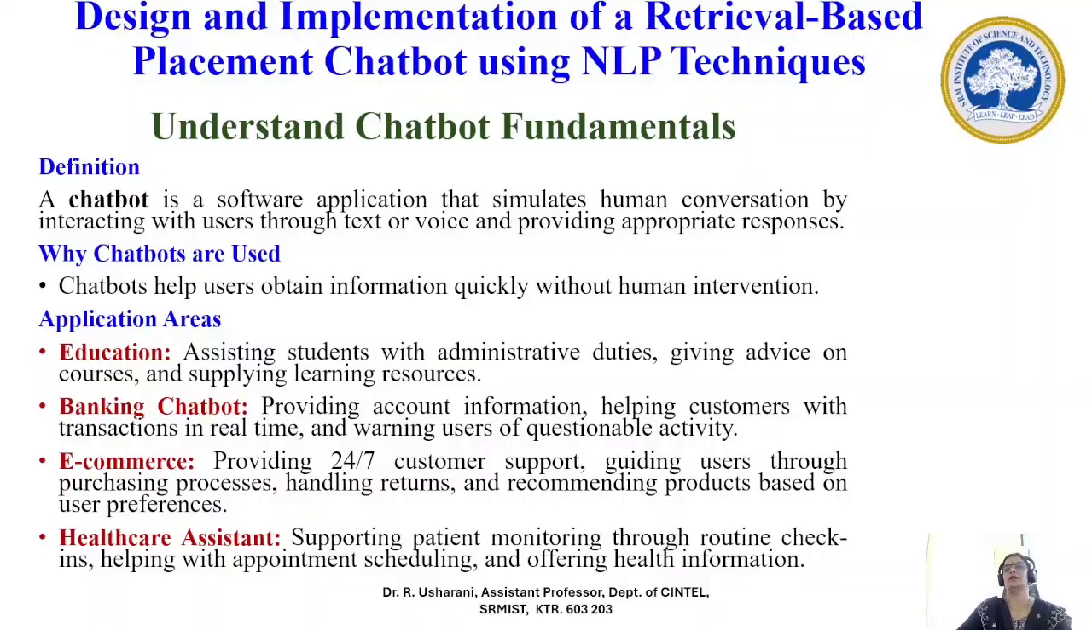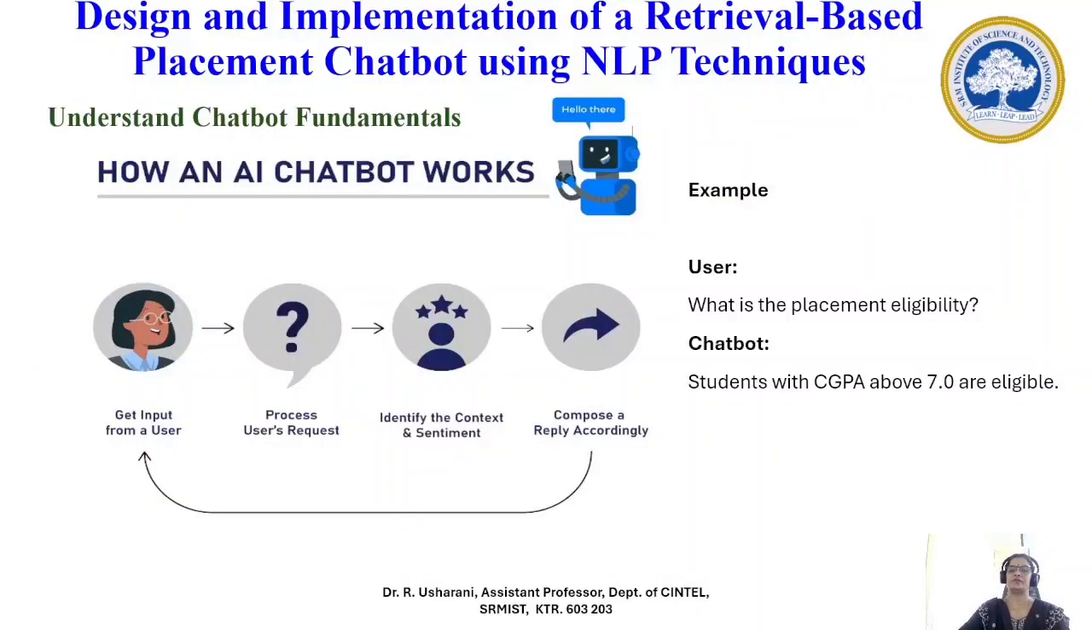Let's look at a simple example. If the user raises a query, what's the placement eligibility? It collects the input from the user, processes the user's request, and identifies the context and sentiment. Later on, it composes a reply accordingly. The reply, students with the CGPA above 7 are eligible, is an example answer for the stored question. This is how an AI chatbot works.